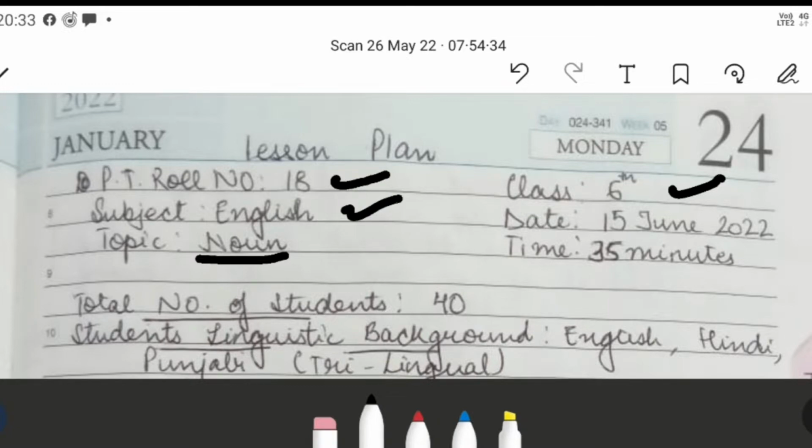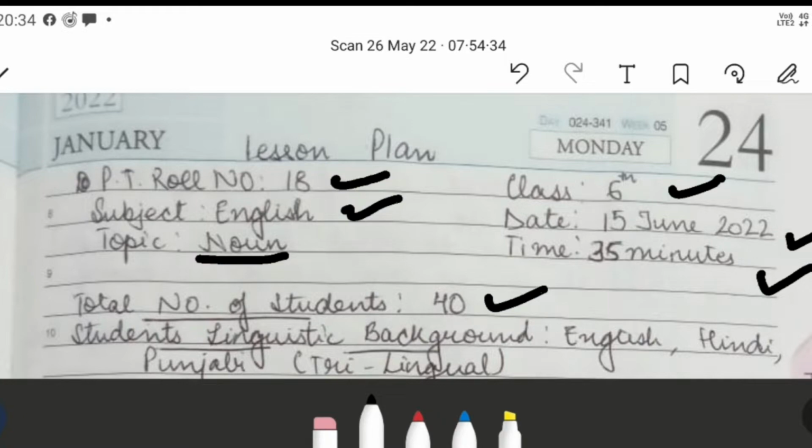Then date, on the date which you are delivering your exam. Then the time, what time has been assigned. Like generally the time that has been assigned to the teachers for one period is 35 to 40 minutes. So you can write as per your need. Then total number of students existing in your class, like I have written 40. So it can be 30 also, 35 to 40.